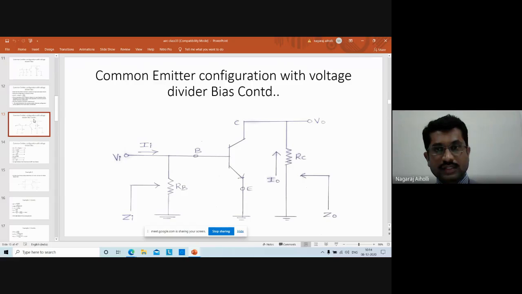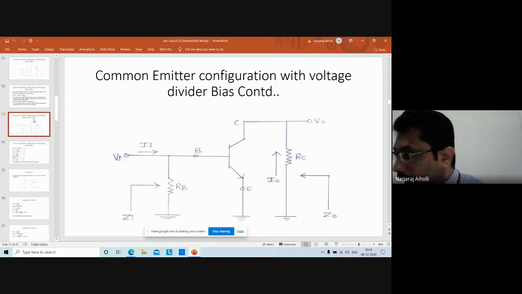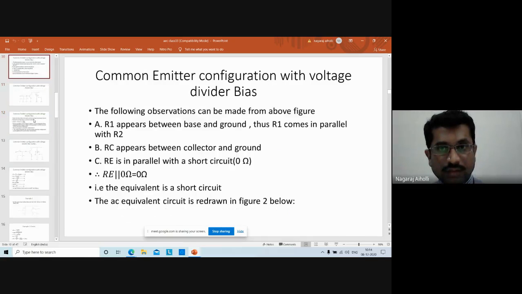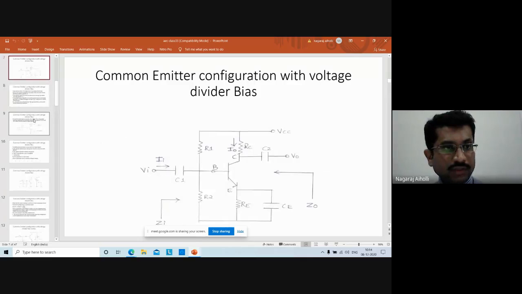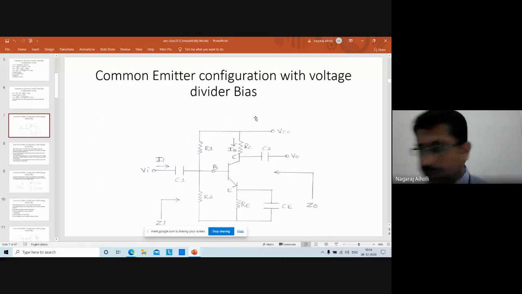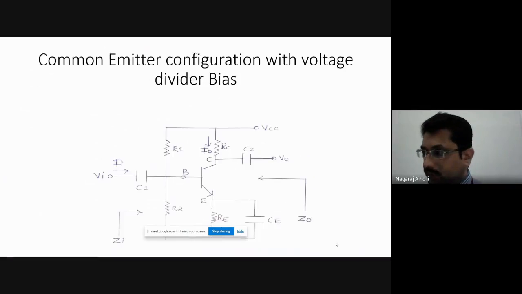Okay, this is the circuit. Common emitter. First we have to take up the voltage divider bias, that is this circuit. Common emitter configuration with voltage divider bias. So this is our voltage divider bias circuit. For this circuit, we are supposed to find performance parameters, that is voltage gain AV, current gain AI, input impedance Zi, output impedance Z0, using the re model.